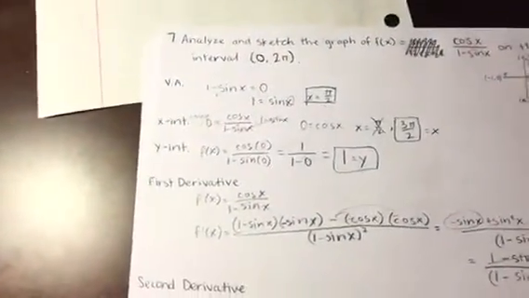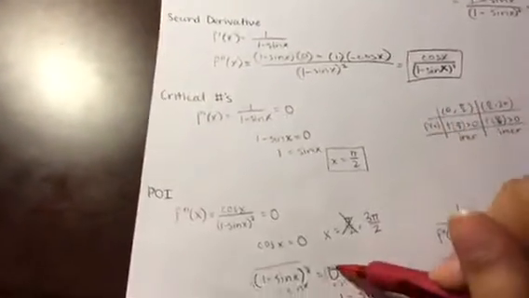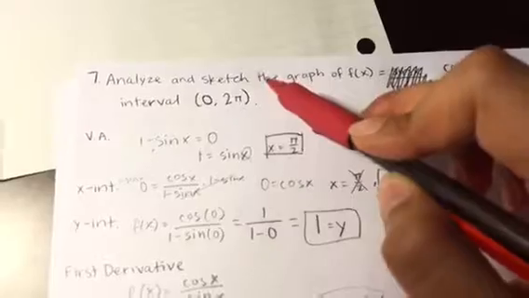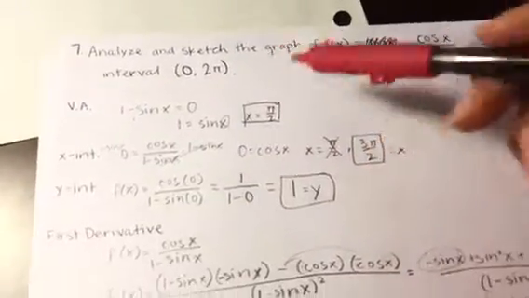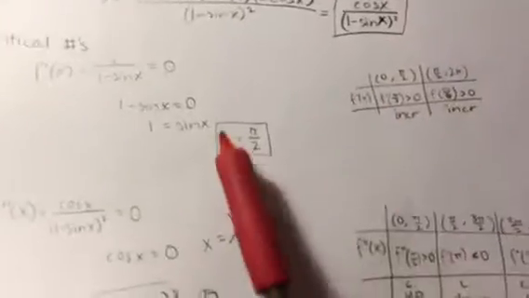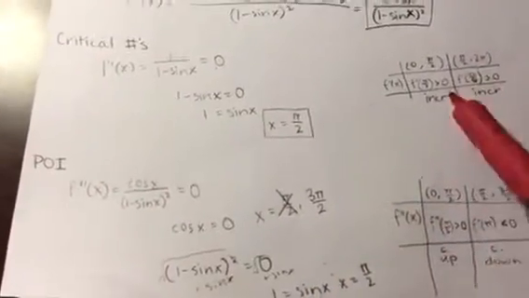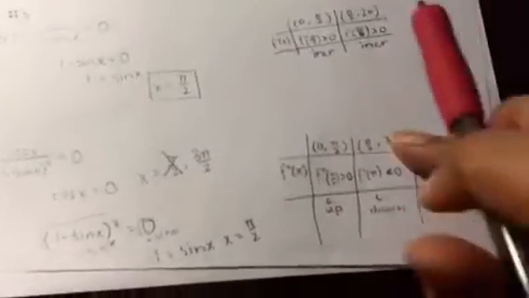So after finding all of these steps from this one number, after analyzing, we have to sketch the graph. In order to sketch the graph, we'll use all of these parts from the first derivative and the second derivative. We're going to do the first derivative test here.